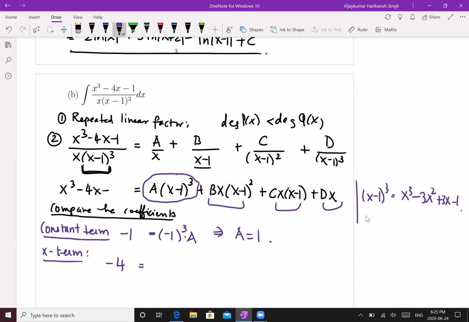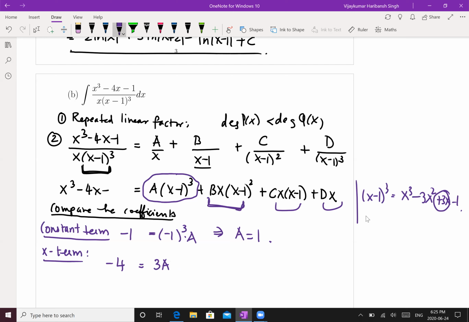So if I use that, I can see that it will be minus 3a. So I'm looking for the x term. So x will come once and this will be square. So it will be actually plus. So plus x term will be 3a from here.